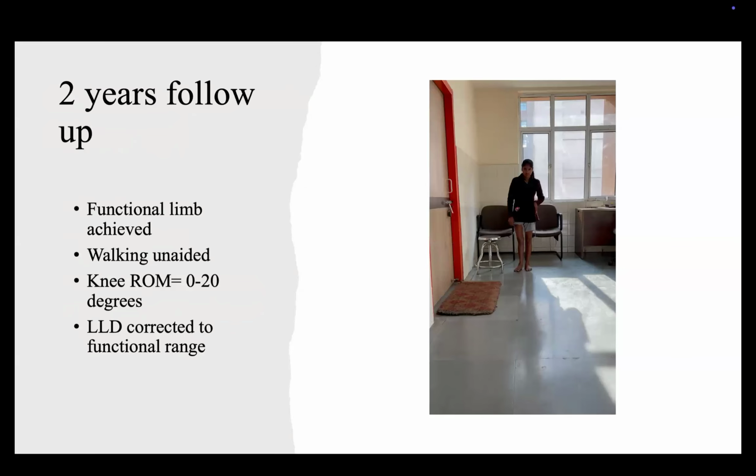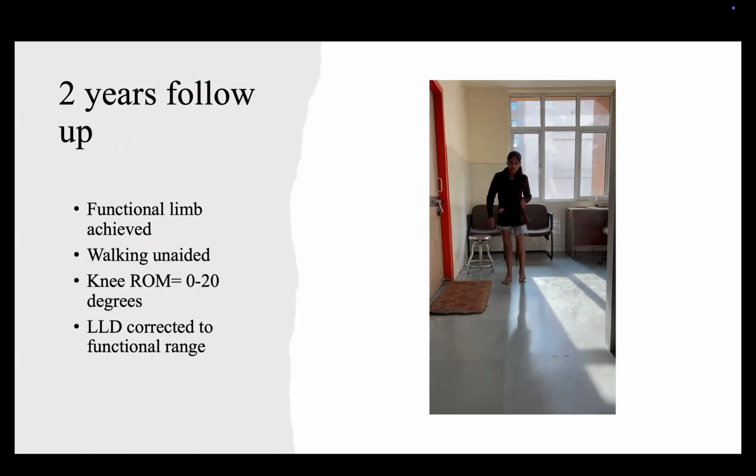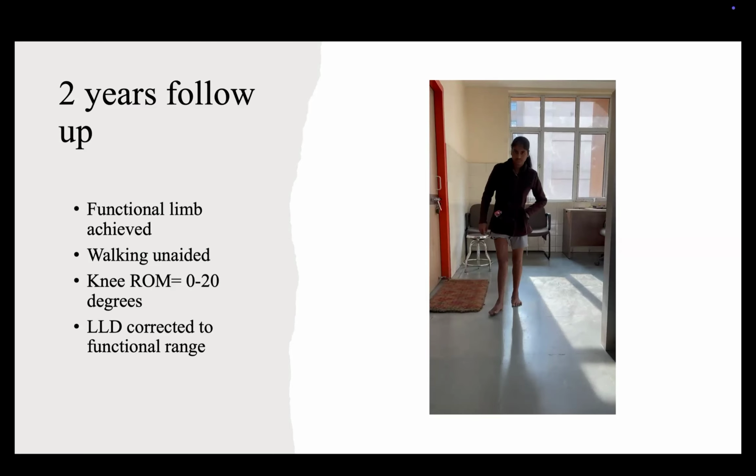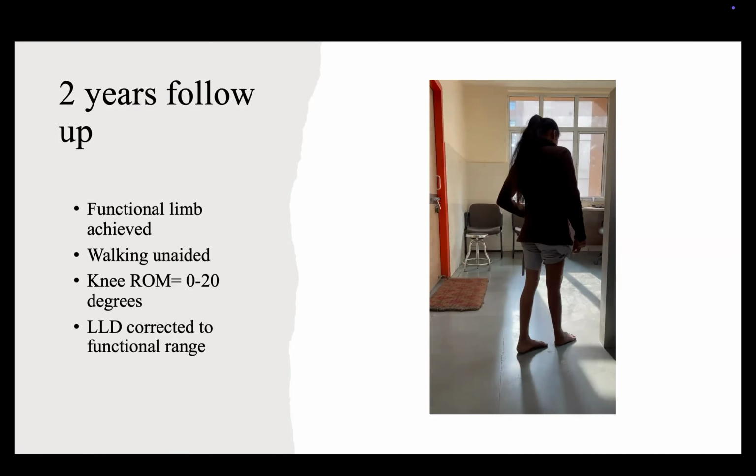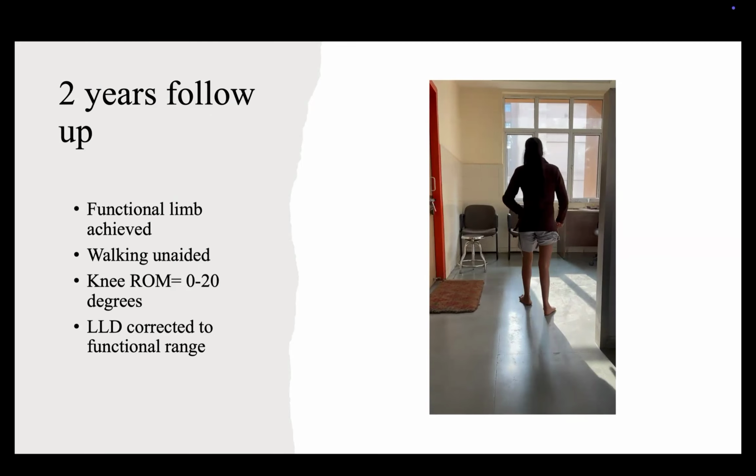At 2 years follow-up, a functional limb was achieved and the patient was able to walk unaided. However, there was a stiff knee owing to the long Ilizarov fixation time, and the limb length discrepancy was also corrected to the functional range.